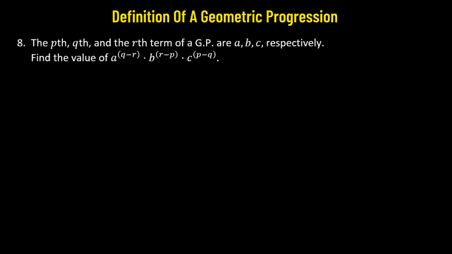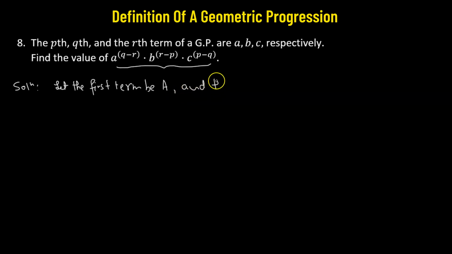Problem number 8. So it's given here that the pth, qth, and the rth term of a GP are a, b, and c respectively. Then using this information, we need to find out the value of this given expression. So let's begin. Now here, we'll have to specify the first term. So let the first term be, we're going to represent the first term by the letter A, but this time we're going to consider the letter A in uppercase because we already have a used here in lowercase. So we will take the common ratio, the common ratio is going to be represented by the letter R in uppercase as well.